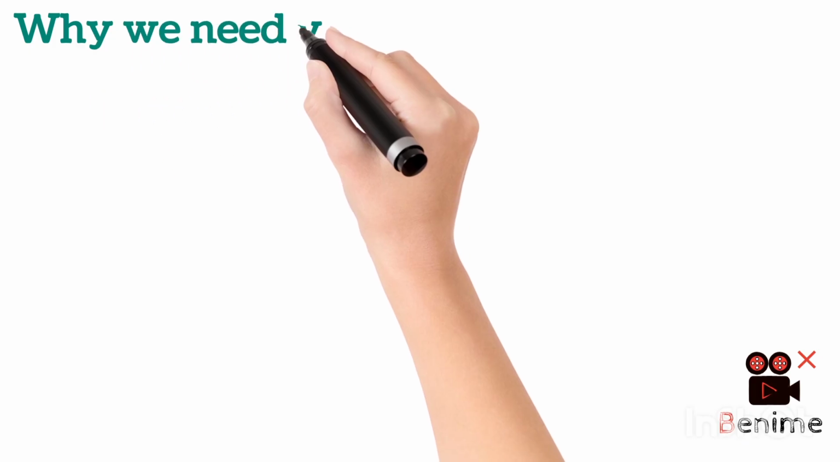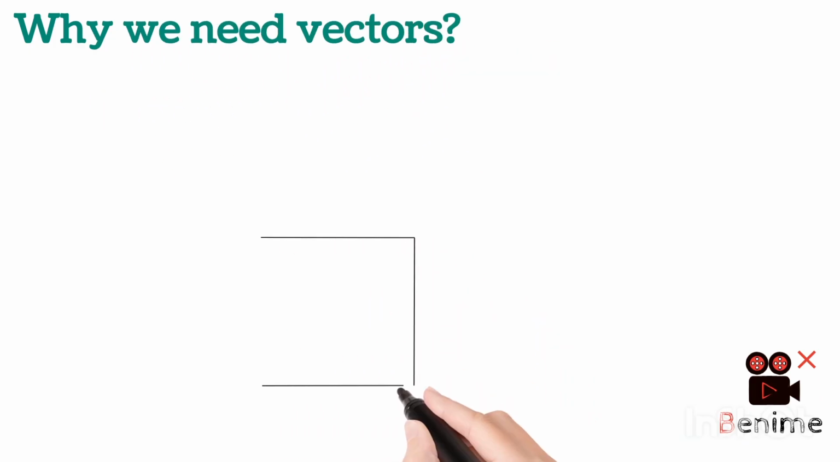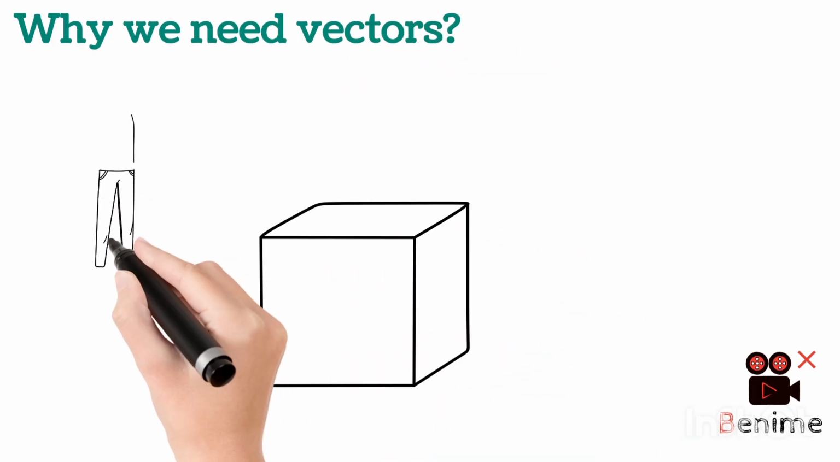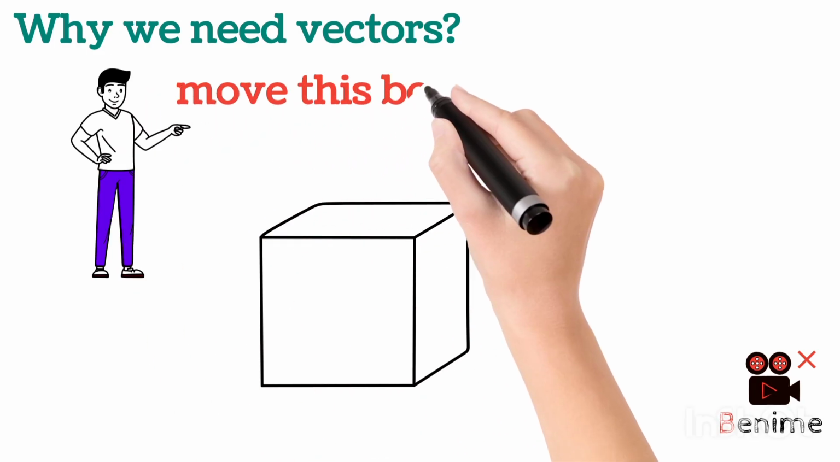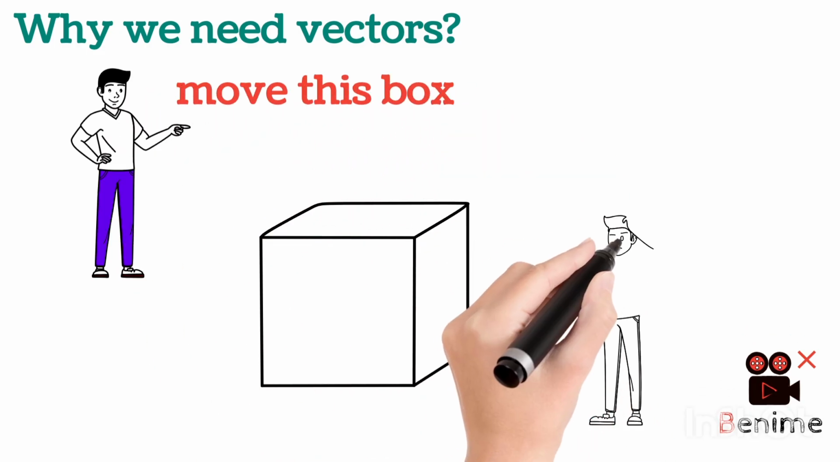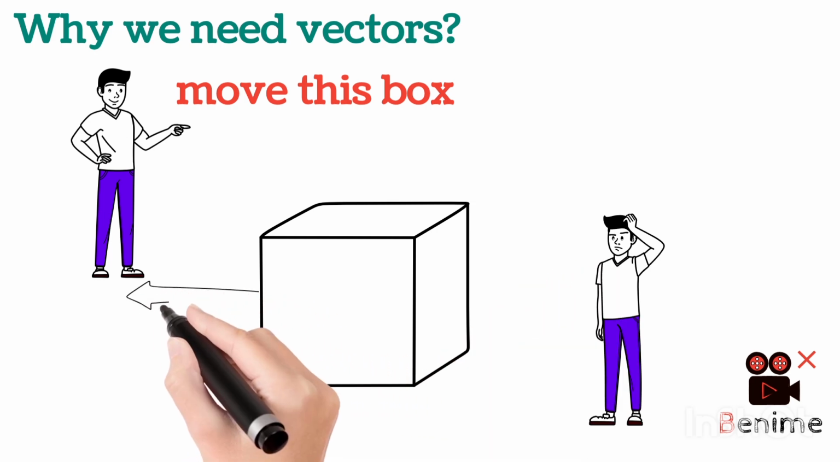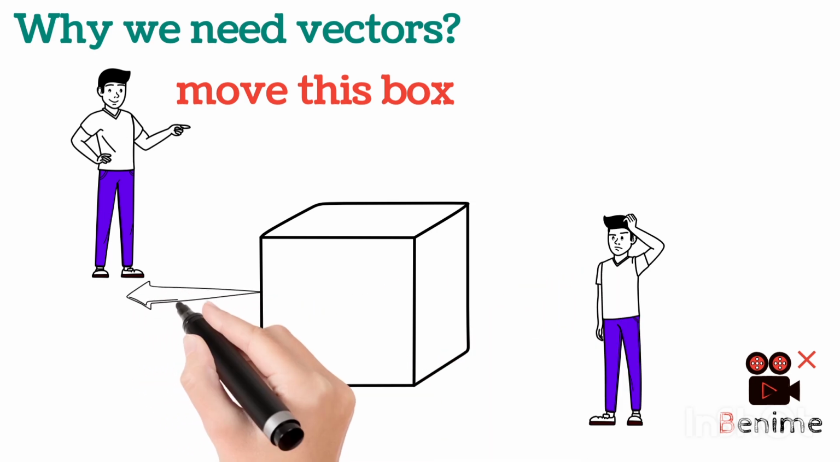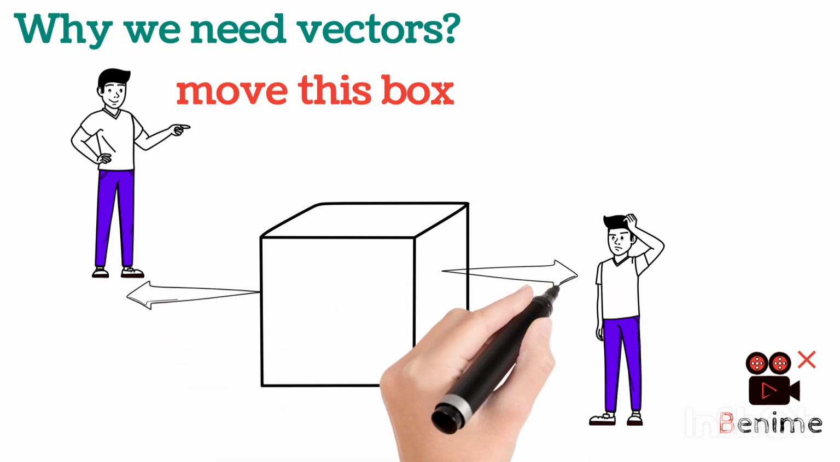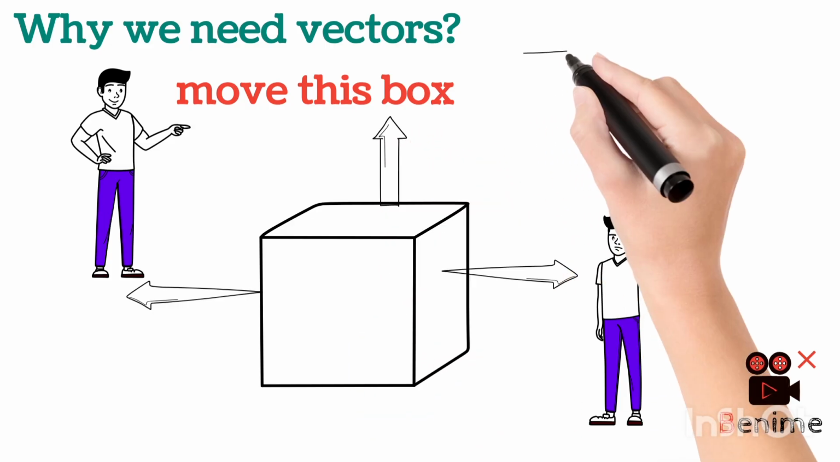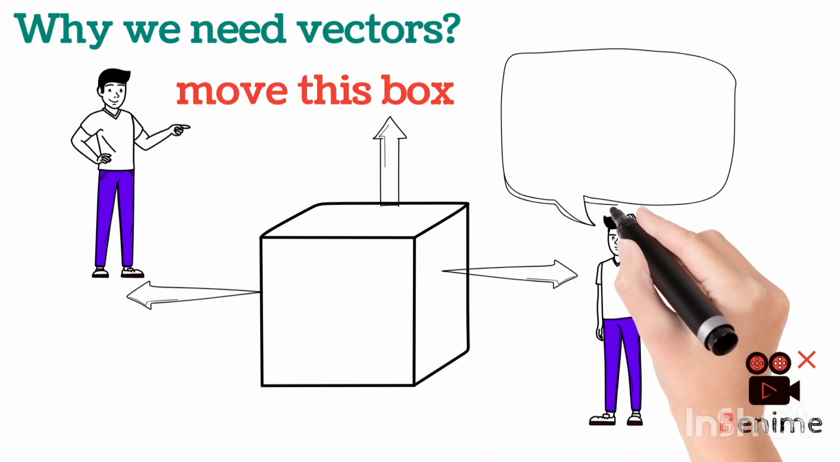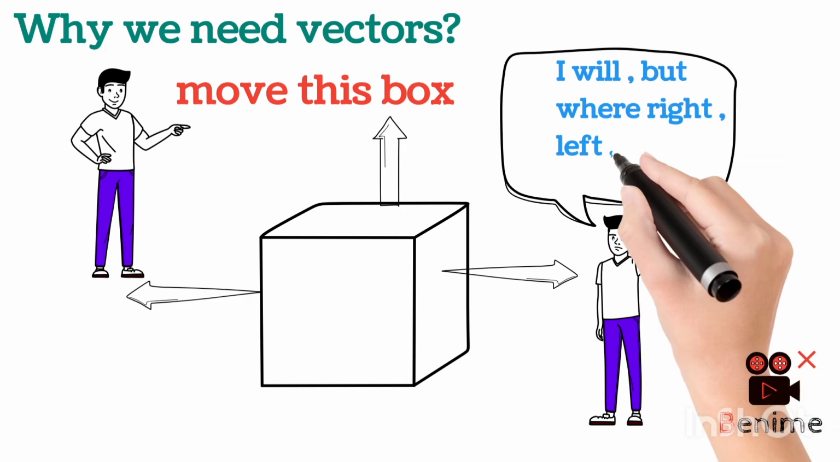But why do we need vectors? Let's understand with an example, where a person is asking the other one to displace a box, but the other person is confused because the box can be displaced anywhere due to its multiple directions. So he requires magnitude and direction to understand where to and how much to displace the box.